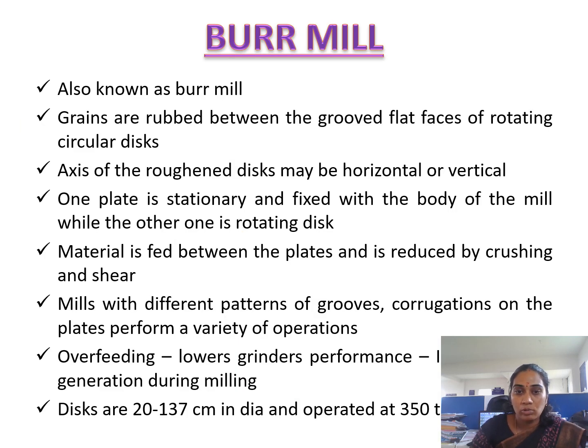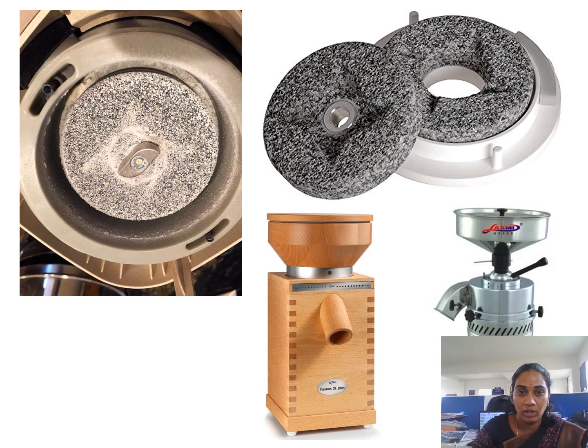Next is the burr mill. It is also known as plate mill or disc mill. Based on the material used, it is known as stone mill, burr mill, plate mill, or disc mill. When we are going for discs, it will be around 20 to 137 centimeters in diameter, and it operates at a capacity of 350 tonnes. Here also one disc or one plate will be rotating and the other will be stationary. This picture shows the burr mill. Burr stone is an abrasive stone that is used to reduce the size of the particle. Here, due to compression and shearing, the size of the materials will be reduced.